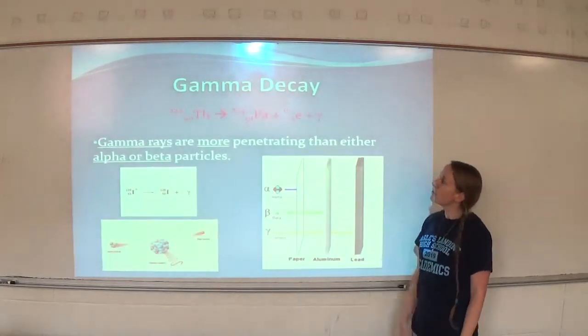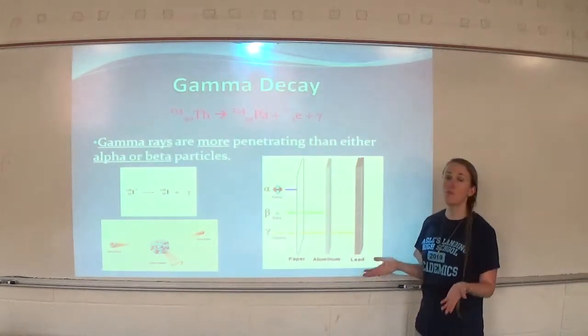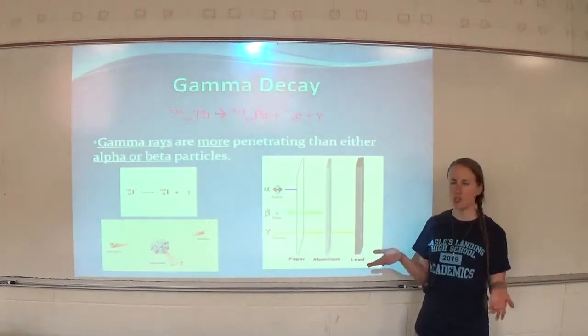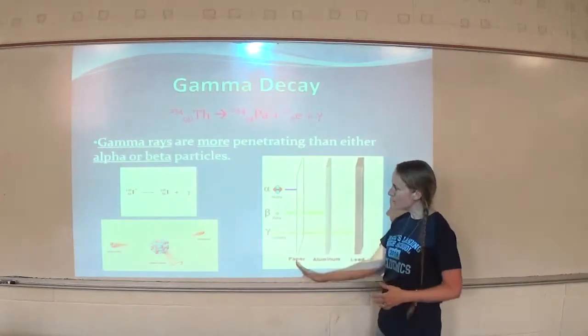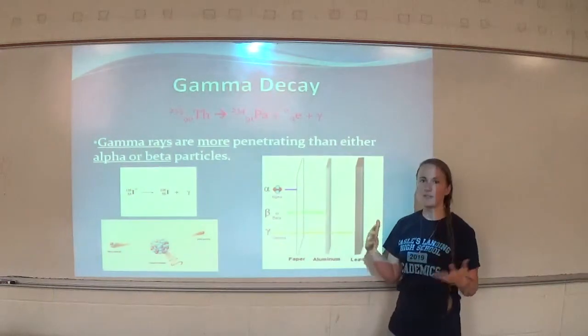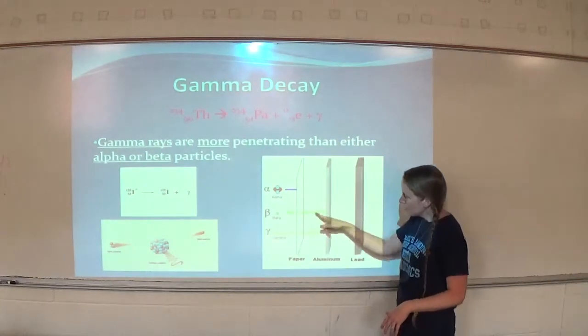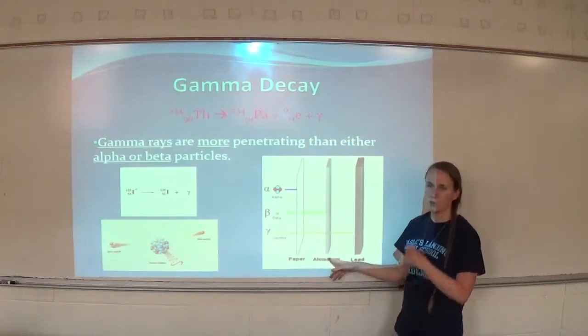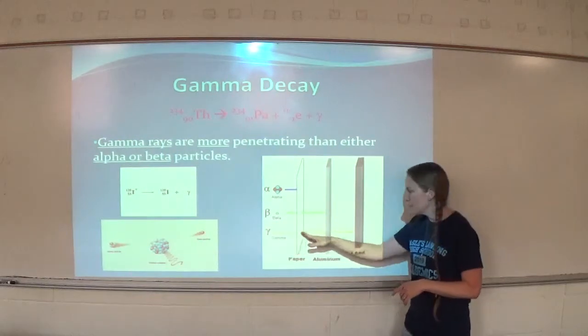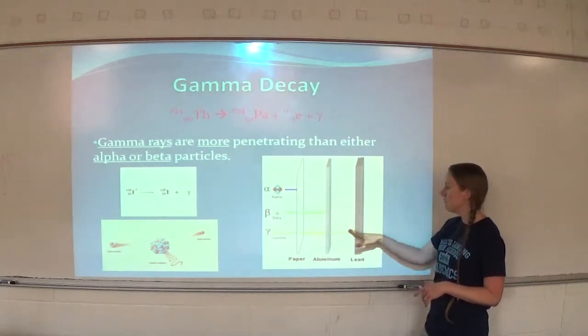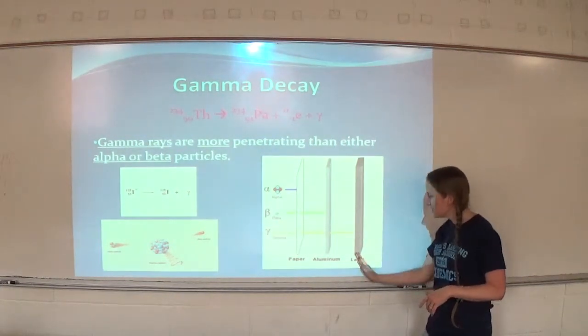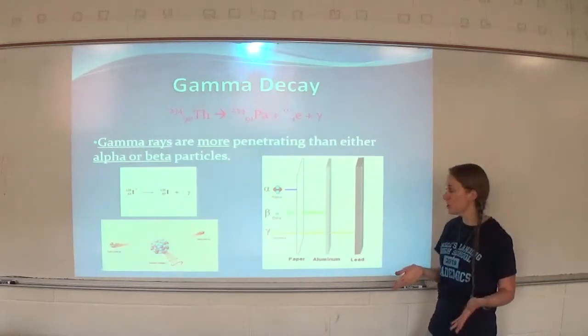So gamma rays are more penetrating than either alpha or beta particles. So let's look at this penetrating thing I've been talking about. So here we have paper. Alpha can't even penetrate the paper. Whereas beta, it can penetrate paper, but aluminum will stop it. Gamma can penetrate paper, it can penetrate aluminum, and only a thick layer of lead will stop gamma radiation.